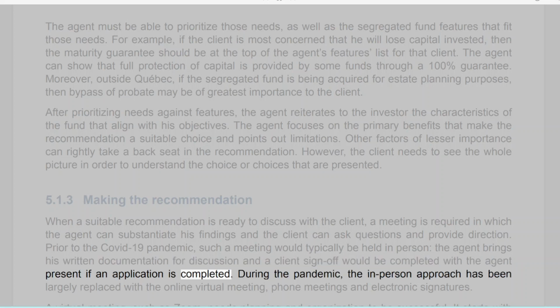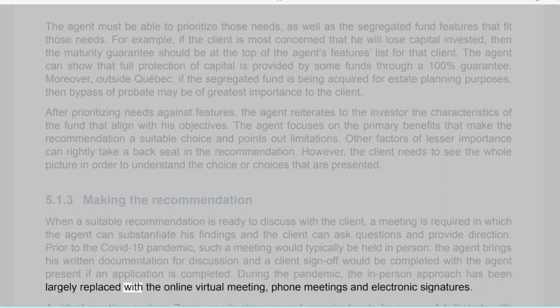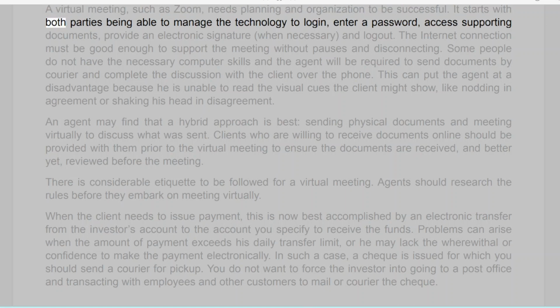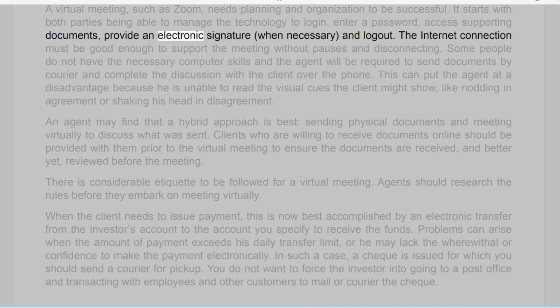if an application is completed. During the pandemic, the in-person approach has been largely replaced with the online virtual meeting, phone meetings, and electronic signatures. A virtual meeting, such as Zoom, needs planning and organization to be successful. It starts with both parties being able to manage the technology to log in, enter a password, access supporting documents, provide an electronic signature, when necessary, and log out.